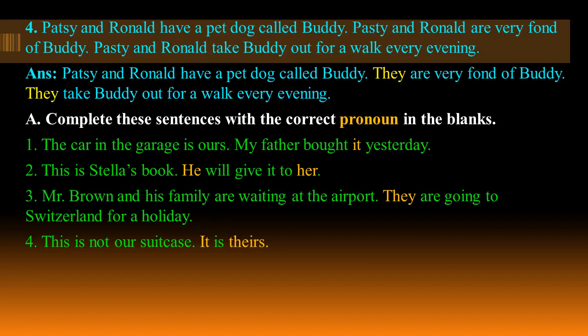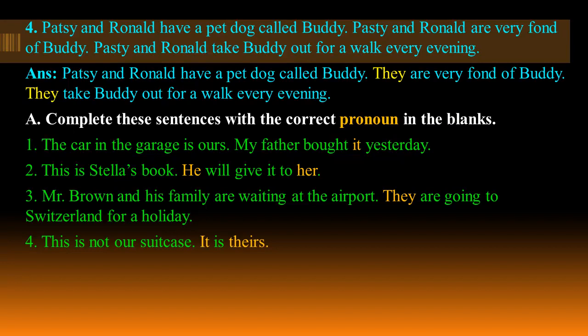Another question is: complete these sentences with the correct pronoun in the blanks. Students, as you can see, these pronouns are in different colors: it, her, he, they, theirs. Point number 1 is: The car in the carriage is ours. My father bought dash yesterday. Students, some pronouns we call possessive pronouns, for example ours, mine, their, theirs, yours. Possessive pronouns show possession and ownership, that something belongs to you.